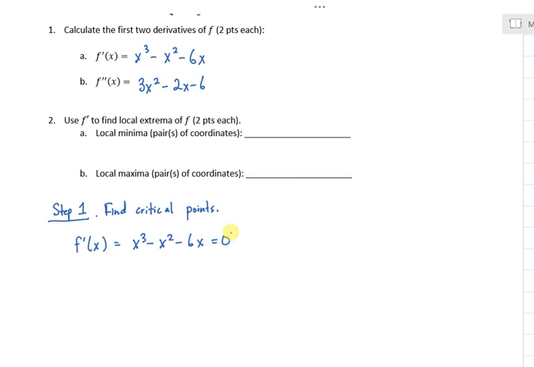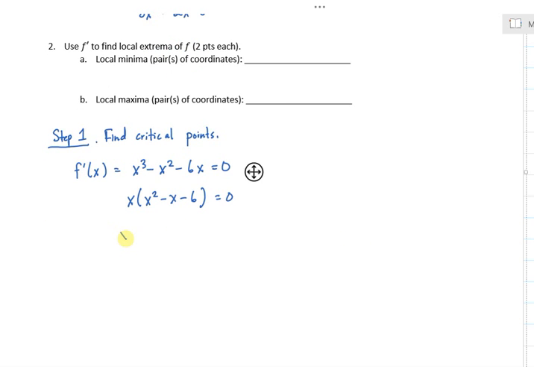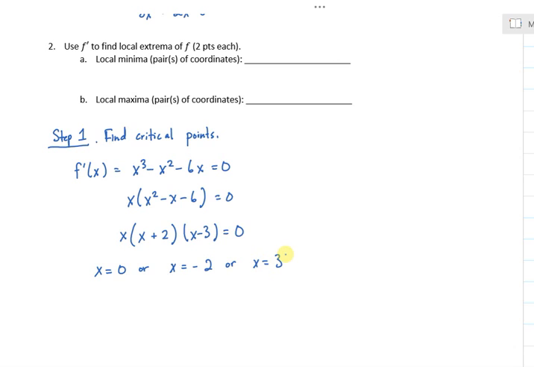So the easiest way to solve something equal to 0 is to factor it. I'm going to factor the x out of here first, leaving x squared minus x minus 6. Now I need to factor this guy. So I'm going to pick x plus 2, x minus 3 equals 0. This gives me x equals 0, or x equals negative 2, or x equals 3. So these are my critical points.